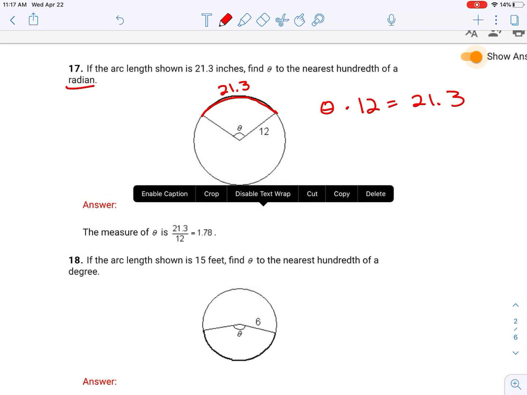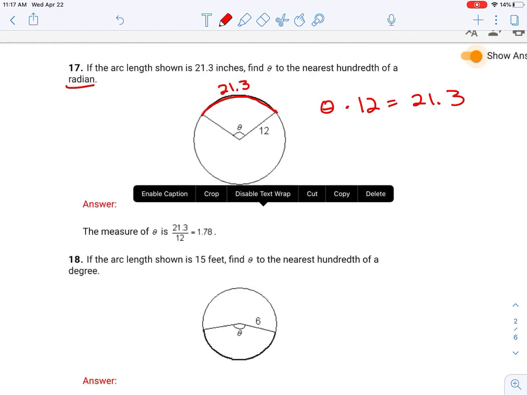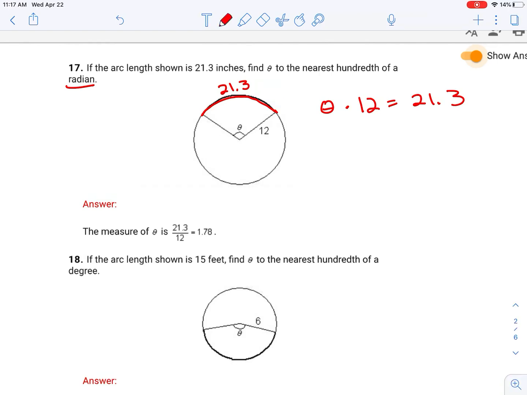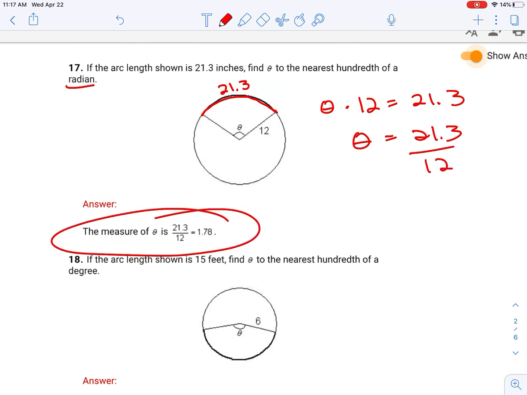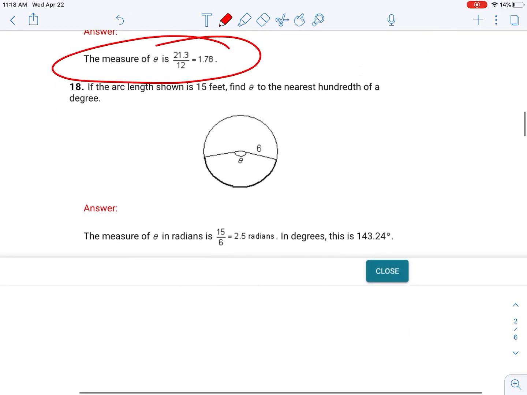And now I would just have to solve for theta by dividing both sides by 12, and I would find out that theta is 21.3 divided by 12. That's 1.78 radians, okay? And then I could make that degrees if I wanted to, because we just learned how to do that.